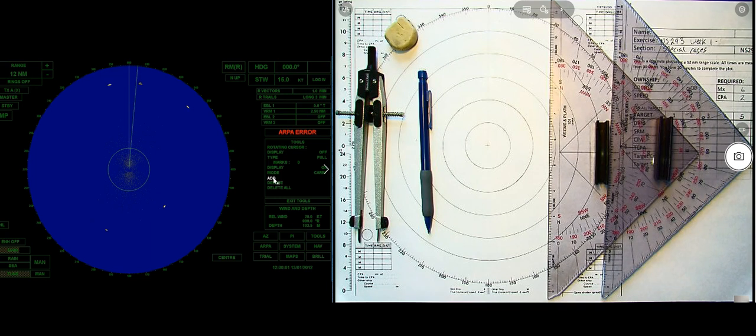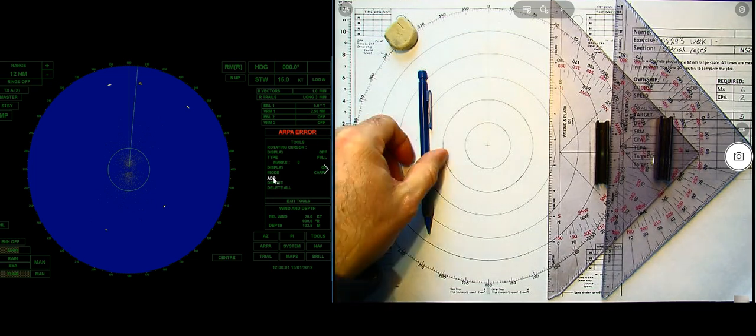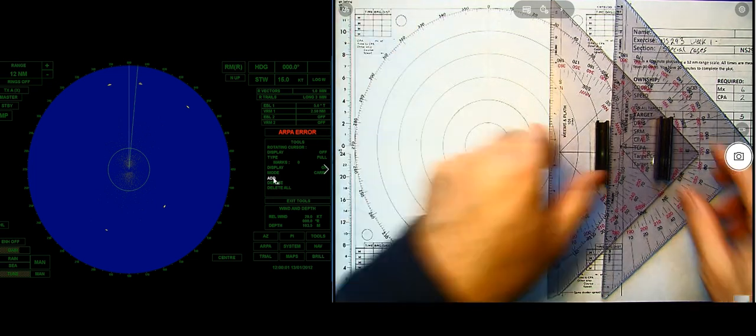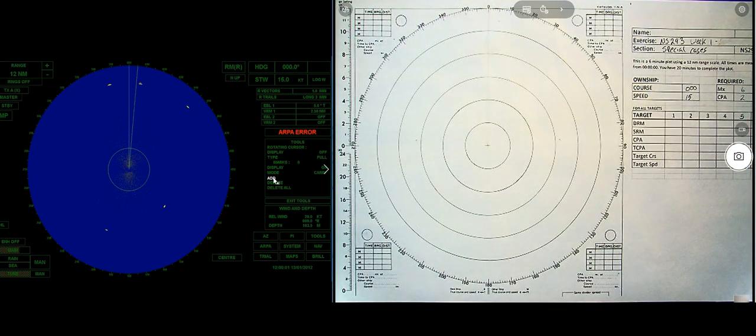This is for NS293 ENav. I've got all the tools I need here: my dividers, my pencil and eraser, my 2 triangles, and my transfer plotting sheet. Okay. What we're going to do is go back to the first week, exercise 1, which focused on special cases.